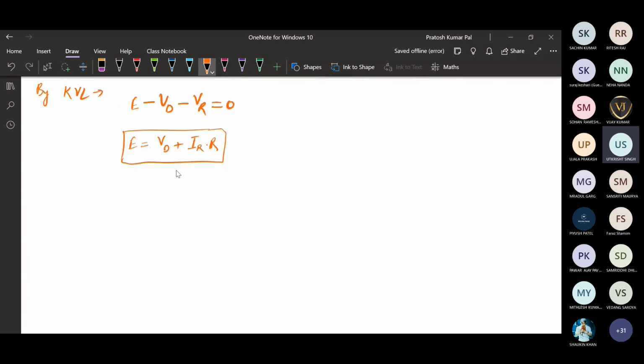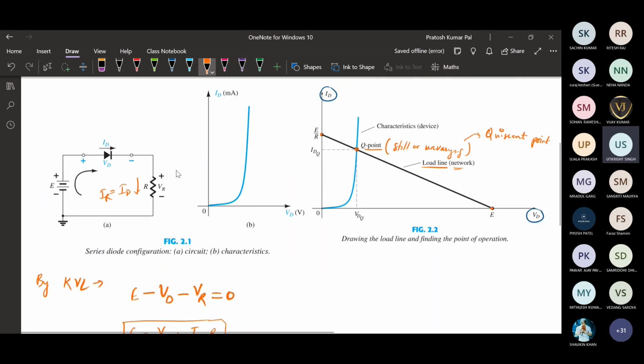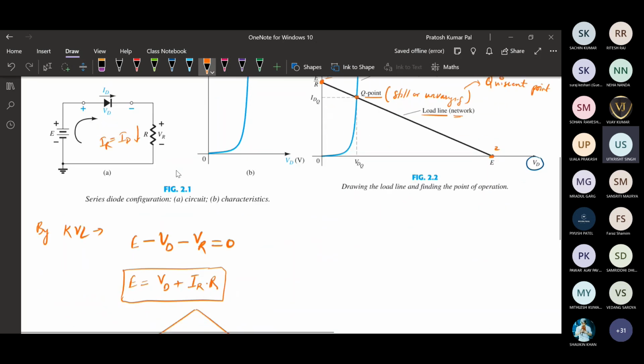From this KVL equation, we can consider two different points. From the graph, this is the ID versus VD curve. The load line is a straight line, and to draw a straight line we need two different points. So we will find this point, point 1, and this one as point 2. If the values of these two points are known, we can draw the straight line, or the load line.